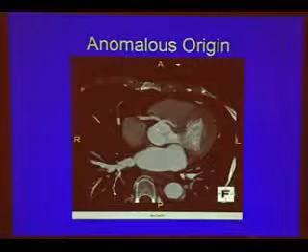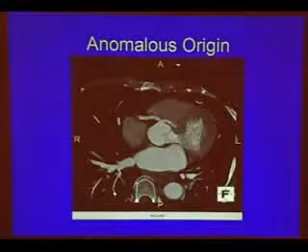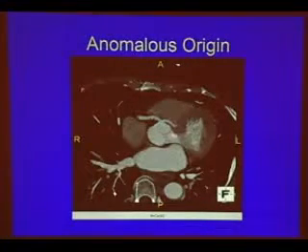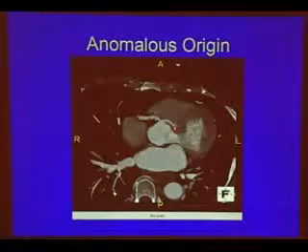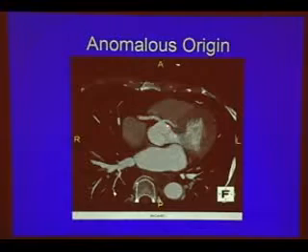Arteries coming out from the same place. Typically, the left coronary artery comes out over here. In this case, we have a variant where they're both coming out from the same place, and this potentially could cause chest pain and potential sudden death, especially in young people.